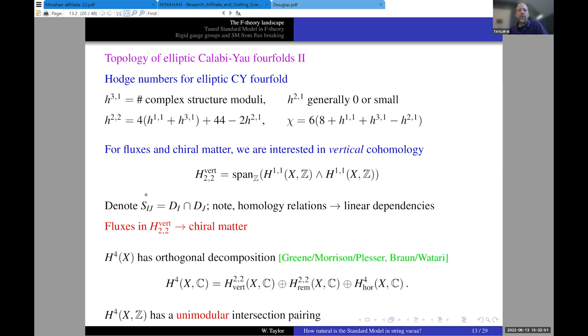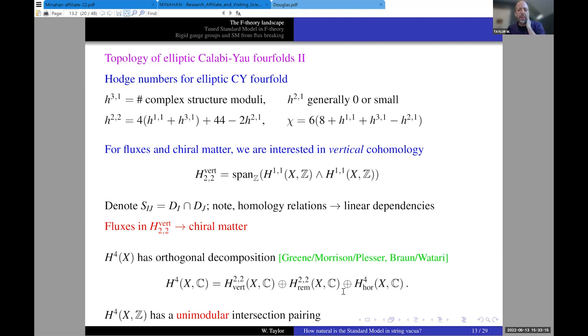So in general, the H4 of a fourfold has an orthogonal decomposition into three parts. There's the vertical part, which I've just been describing. There's the so-called horizontal part, which has to do with deformations of the complex structure. And then, as was gradually understood, in part driven by the physics of this, there is also what's called remainder cohomology, H22 rem.